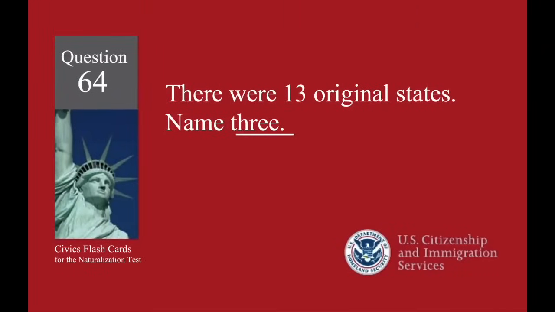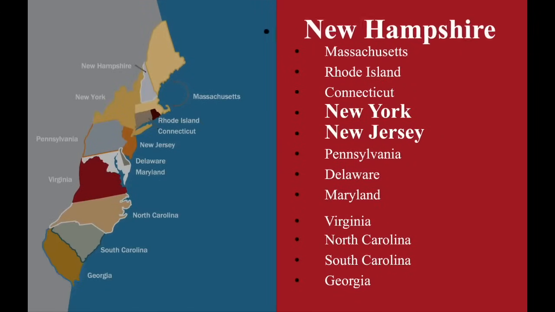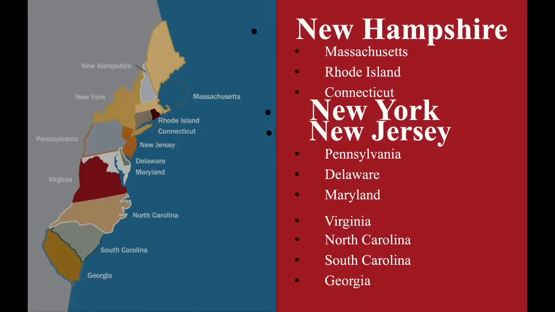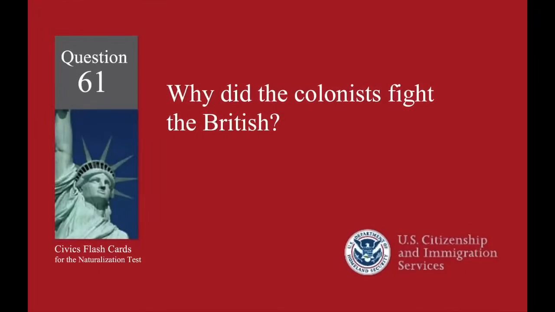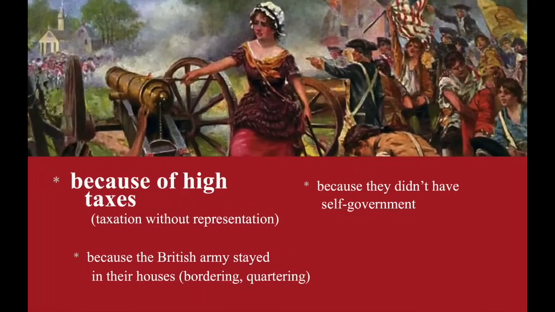There were 13 original states. Name three. New Hampshire, New York, and New Jersey. Why did the colonists fight the British? Because of high taxes.